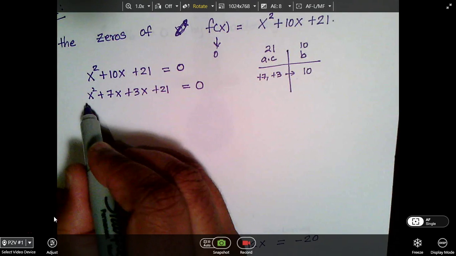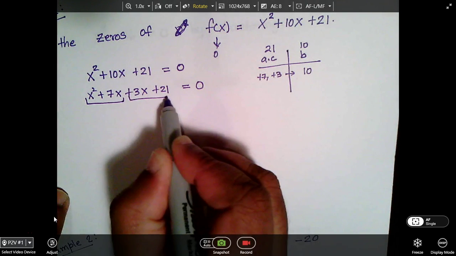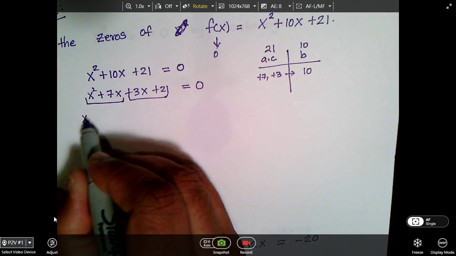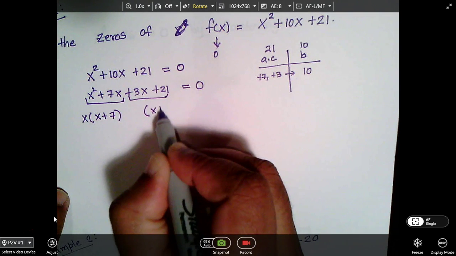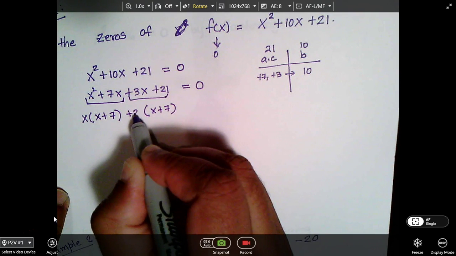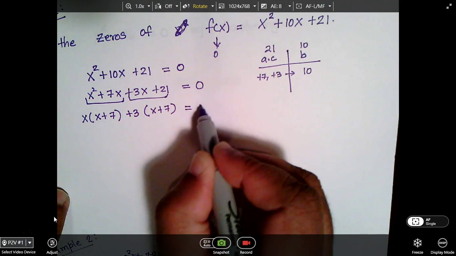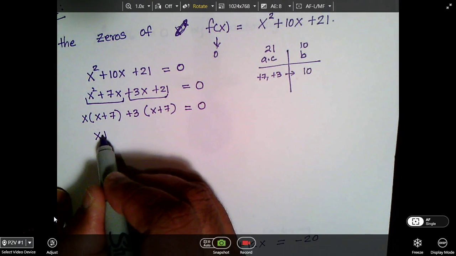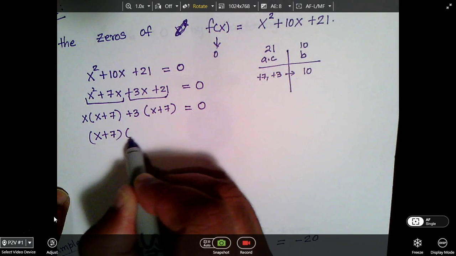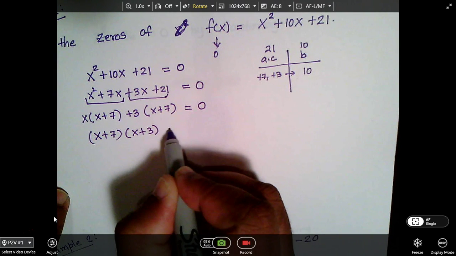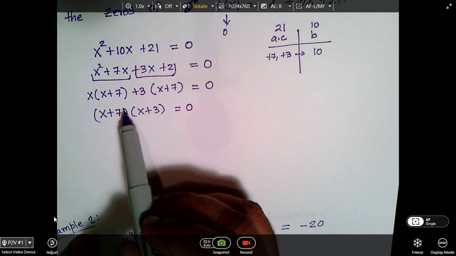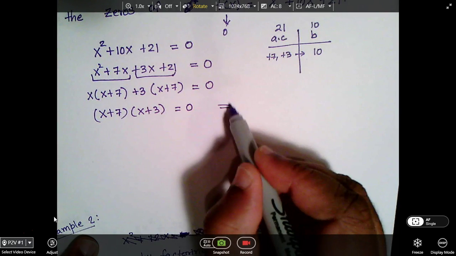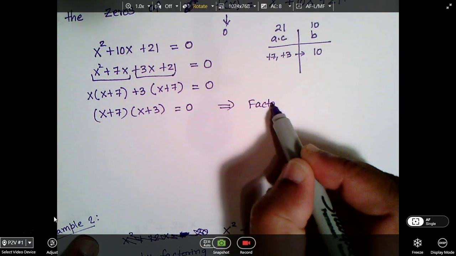All right. So now group it. The common factor is x, so I will have x plus 7. And I have to have x plus 7, so I pull out a 3, equal to 0. So my factors are x plus 7 times x plus 3 equals 0. I started with the standard form. Now I have written it in factored form. This is called factored form.